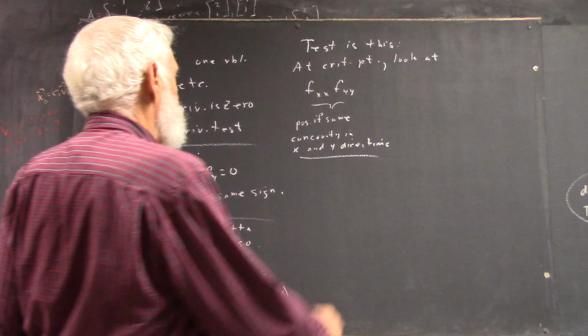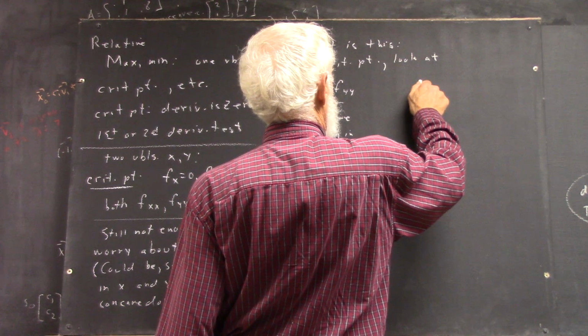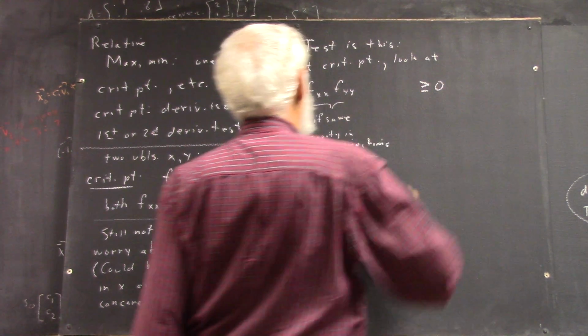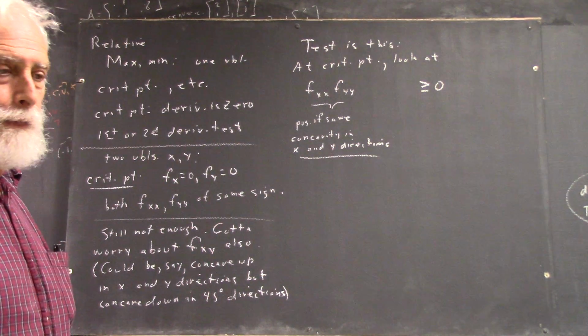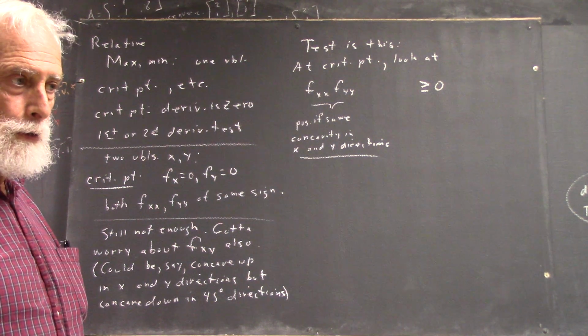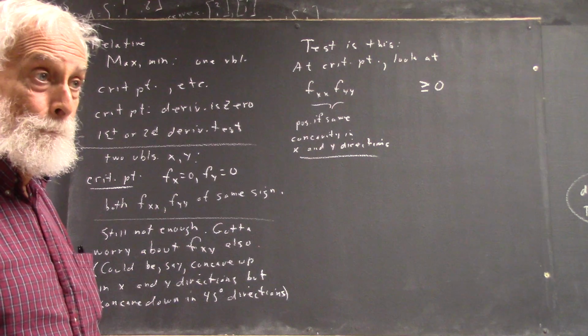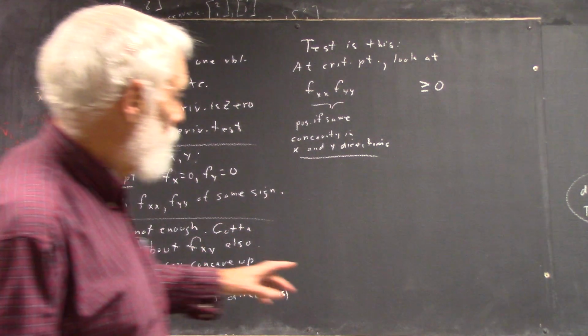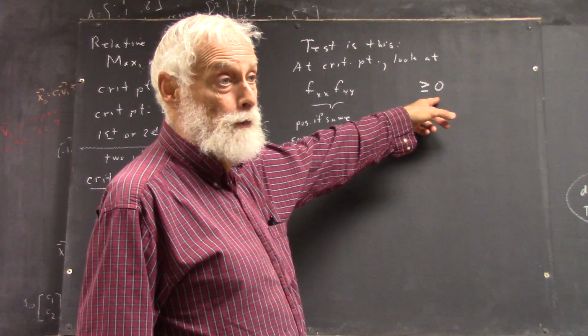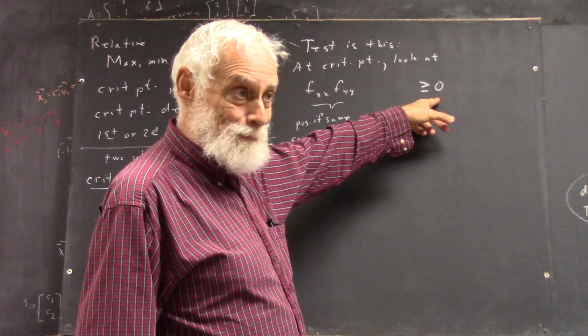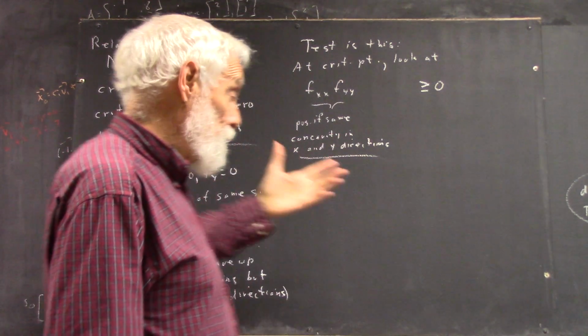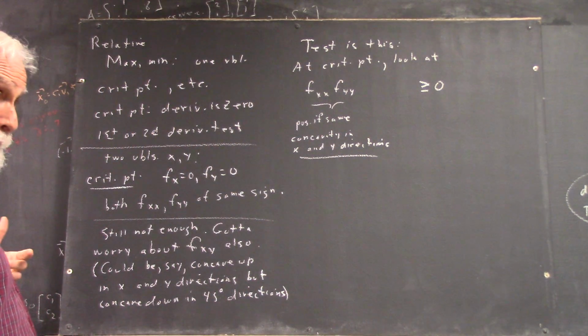So we want to ultimately say that this has got to be greater than or equal to 0. It can't be negative. If it's negative, you know for sure that you have opposite concavities, right? Now we haven't talked about what happens if it's 0, and it turns out if it's 0, either thing could happen, okay? So we got to worry about that too, okay?